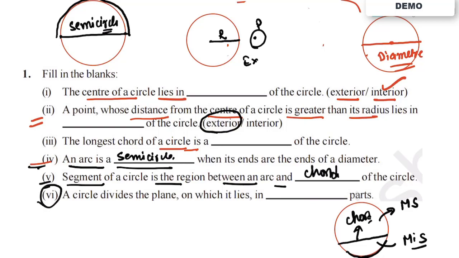Sixth question: a circle divides the plane on which it lies into how many parts? You might have recalled that I already explained to you that it divides into 3 parts. So that was about the quick revision and application of the concept that you learned.